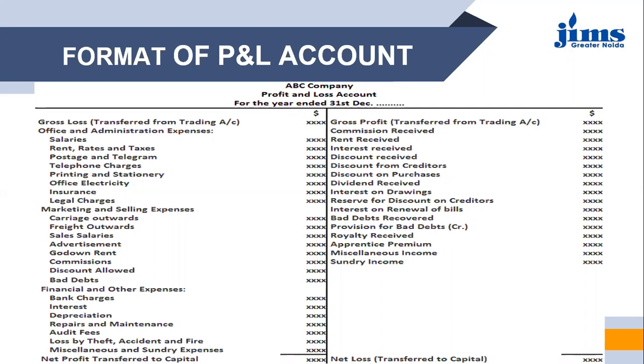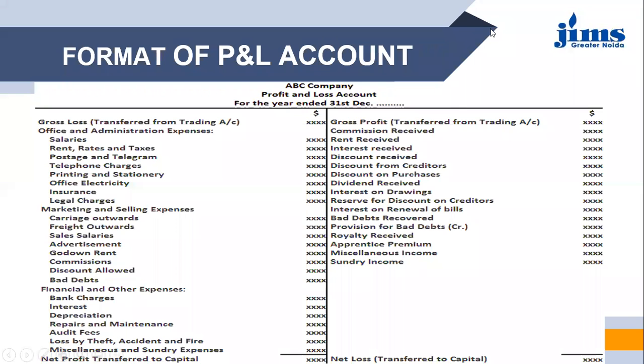And again, as you have seen in the trading account, in the P&L account also, you have to write for the year ended 31st March or 31st December, whatever the date. For the year ended means the same as it was in the trading account, that whatever information is mentioned here in the P&L account is for the whole year, starting from 1st April till the date this account is being prepared. The very first thing for the P&L account is that you have to transfer the gross profit or the gross loss that you have got under your trading account. Whatever is the balancing figure, you have to first transfer to the P&L account, and then you will move further for making the other entries.